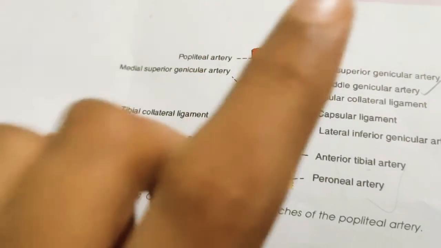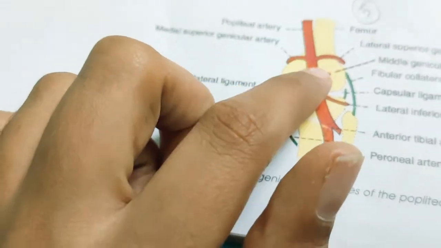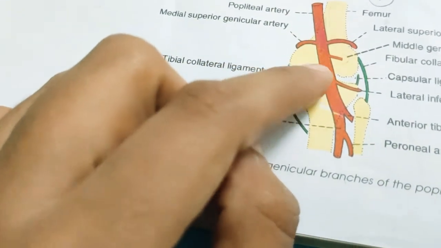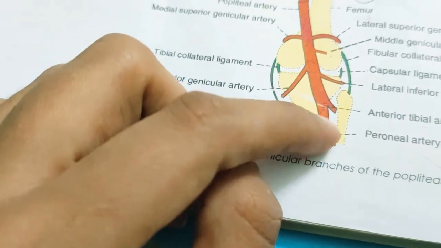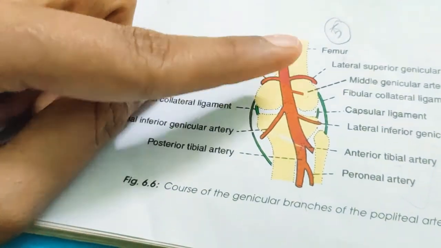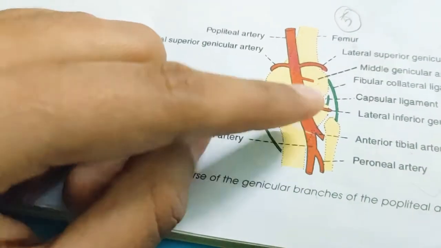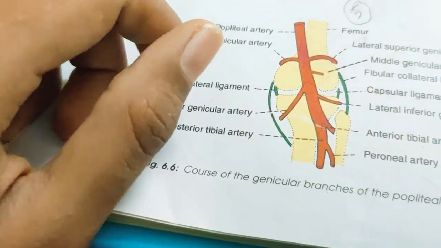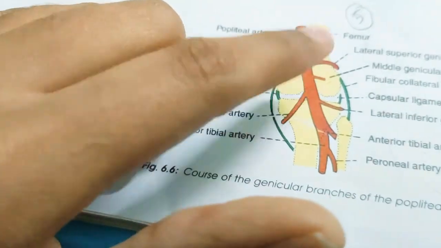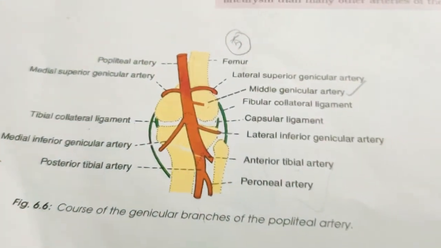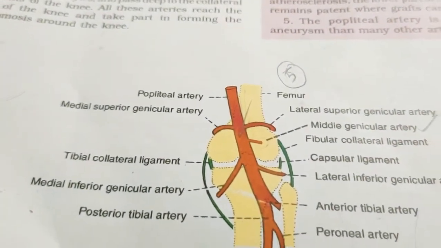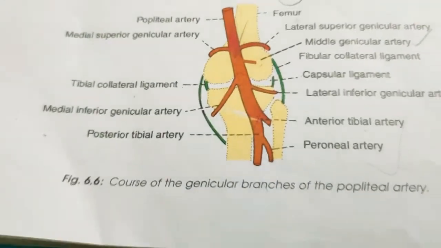Next, the popliteal artery is mainly affected by atherosclerosis, that is cholesterol blocks or any blocks. The lower part of the artery usually remains patent, where grafts can be tied. So the upper part may often have atherosclerosis, but the lower part may be normal. Next, the popliteal artery is more prone to aneurysm than many other arteries of the body. So more chances of aneurysm can be seen in the popliteal artery. So this is the clinical anatomy related to the popliteal artery.